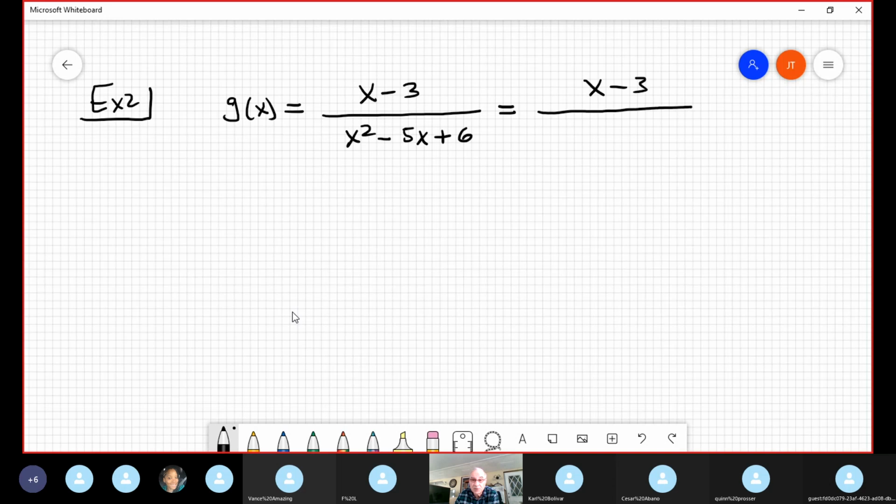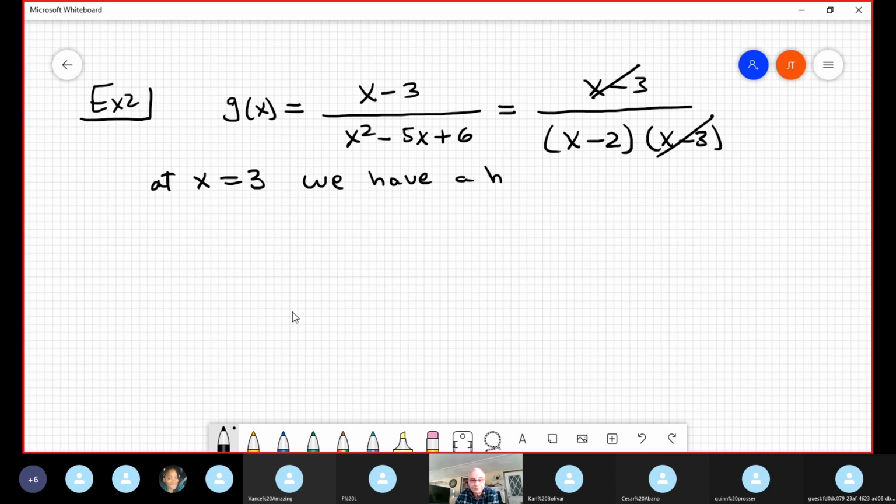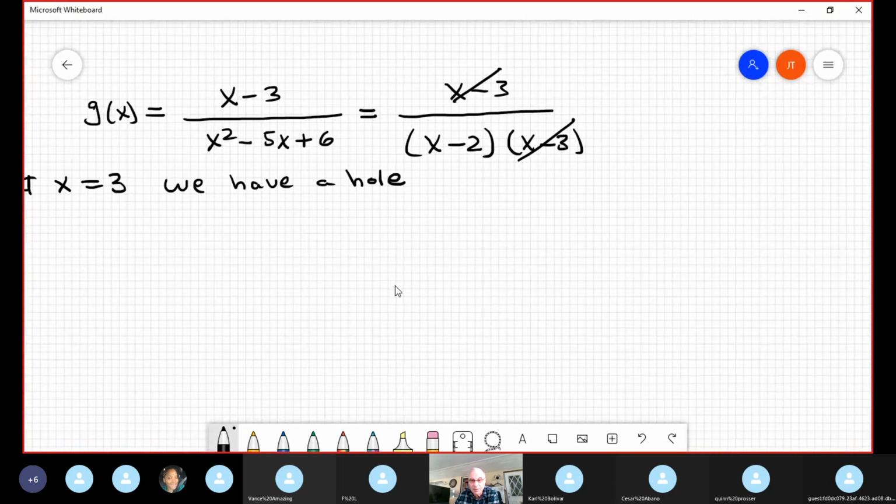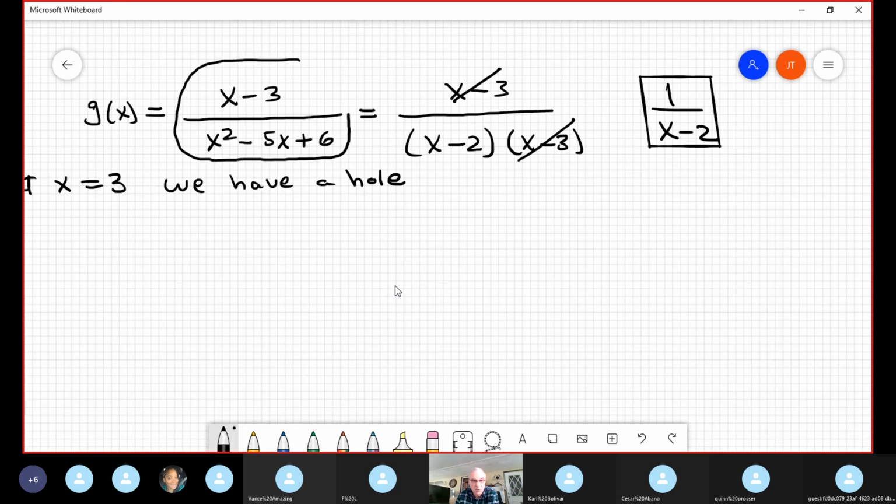It is x minus 3 over x minus 3 and x minus 2. And immediately you cancel out the 3. I know that at x equal 3, we have a hole. Now, my equivalent, in quotation marks, is 1 over x minus 2. I know very well that these are not 100% equivalent, because I eliminate the hole.